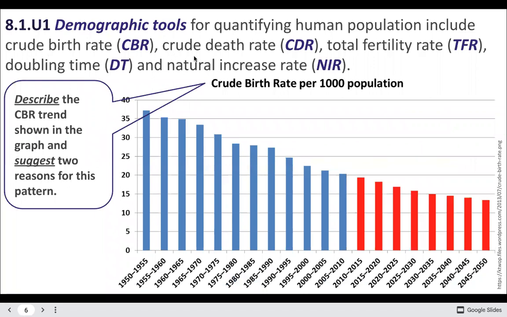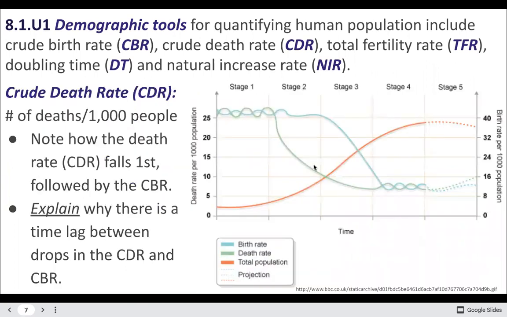Again, crude birth rate and crude death rate, sort of looking at per total population. Total fertility rate is looking at births per woman of childbearing age, right? They're the ones that are fertile. Doubling time, how long your population takes to double, and then natural increase rates, basically the percent of growth.